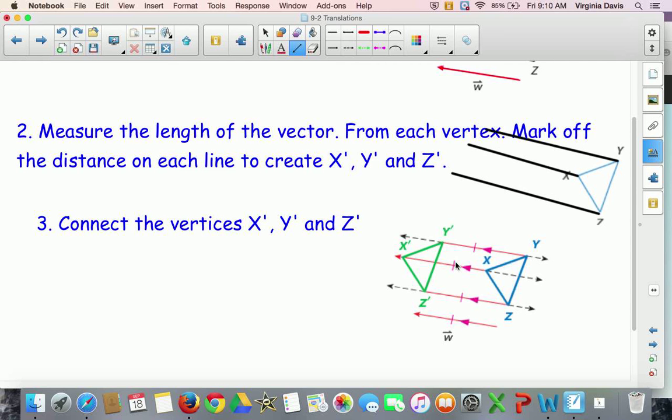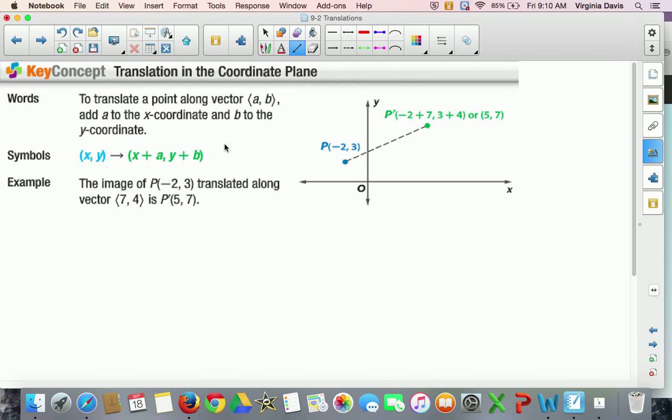Alrighty. Now what happens when you're on the coordinate plane? Well, when you're on the coordinate plane, you're going to be given a vector, and that's how you're going to shift your point. You're going to add that to your X value and your Y value. So go ahead and pause the video and write this down.